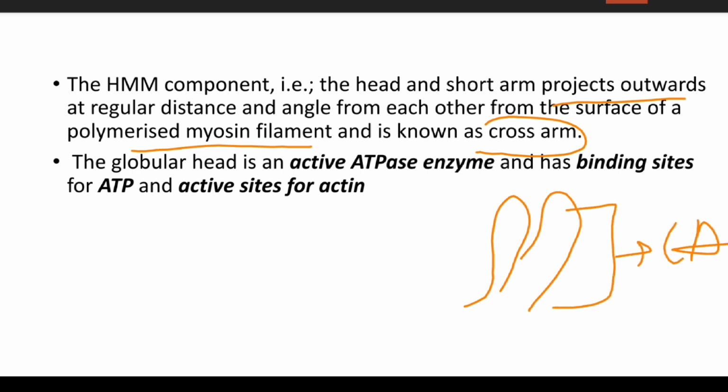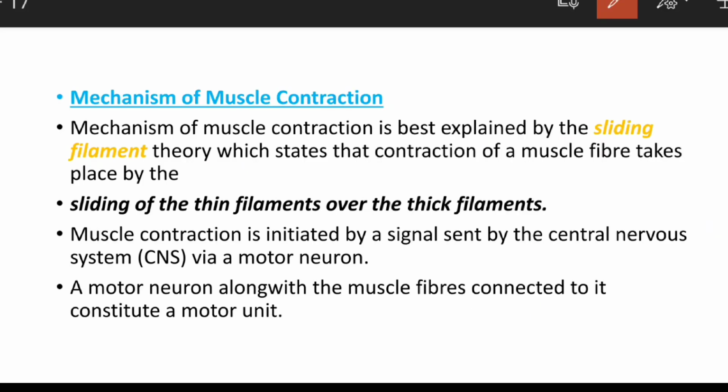The globular head is an active ATPase enzyme and has a binding site. So here there is the presence of an ATPase, that is called the ATP binding site, and here on top of it there is an actin binding site which is present. Mechanism of muscle contraction.